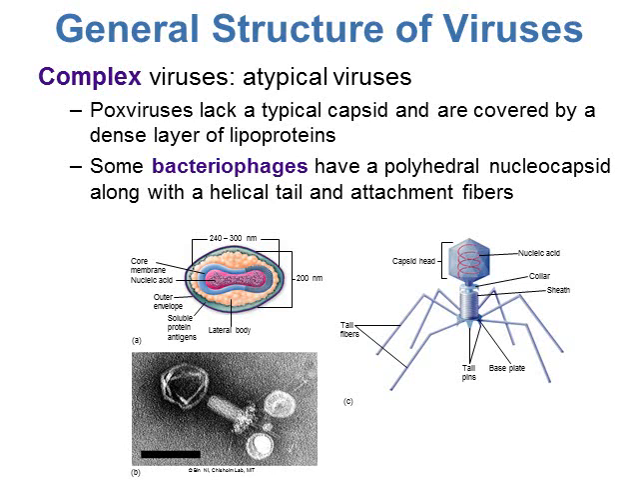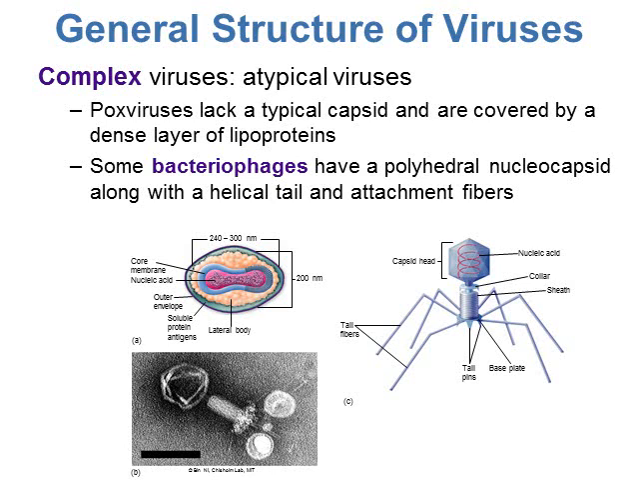So one example is a Poxvirus, and this type of virus lacks a typical capsid, and instead it's covered by a dense layer of lipoproteins. So those are proteins and lipids combined together.